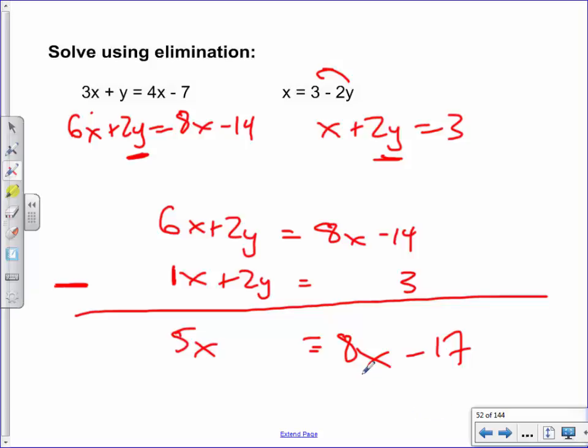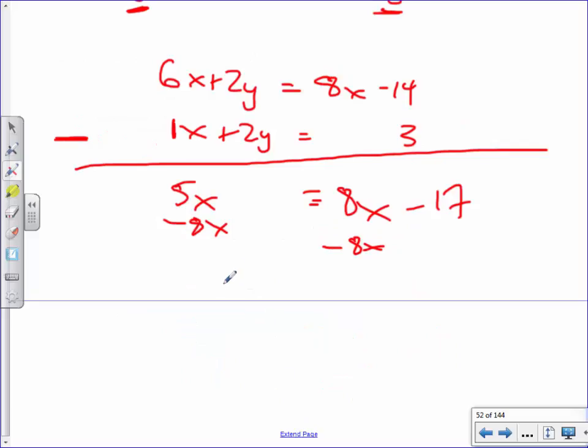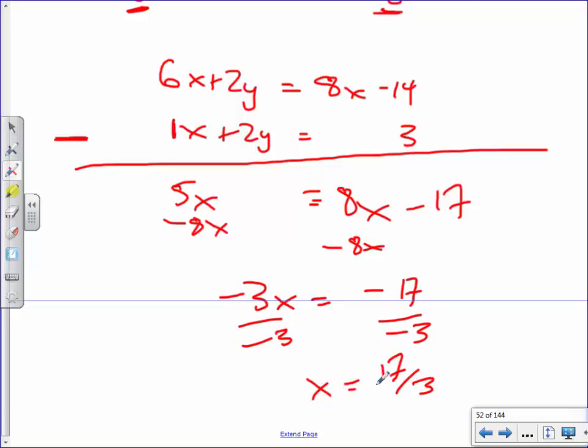So to solve this, is it quadratic? No, just get x by itself. So I'm going to minus 8x from both sides. That's minus 3x equals minus 17. Divide by minus 3, divide by minus 3. X equals 17 over 3.